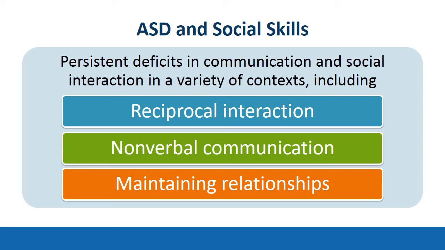Maintaining social relationships is at the top of the pyramid in terms of level of difficulty. There are dozens, even hundreds, of skills involved in maintaining a social relationship, such as taking an interest in others, showing affection for others, waiting one's turn, sharing, apologizing, using humor appropriately, adjusting behavior to the social context. These skills are also difficult for individuals who have ASD.